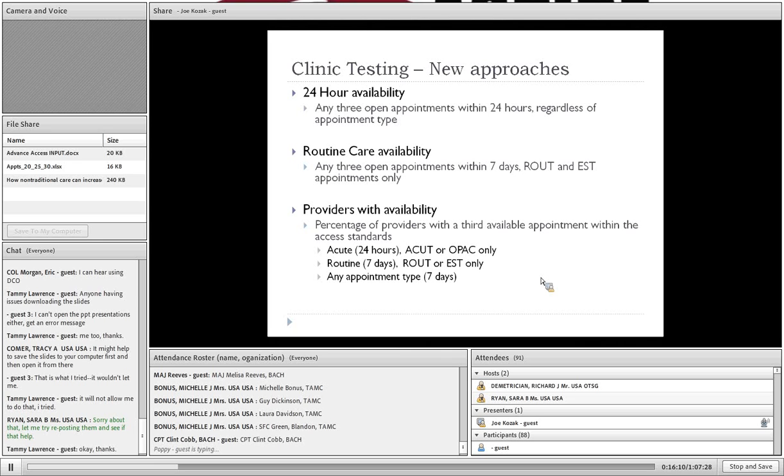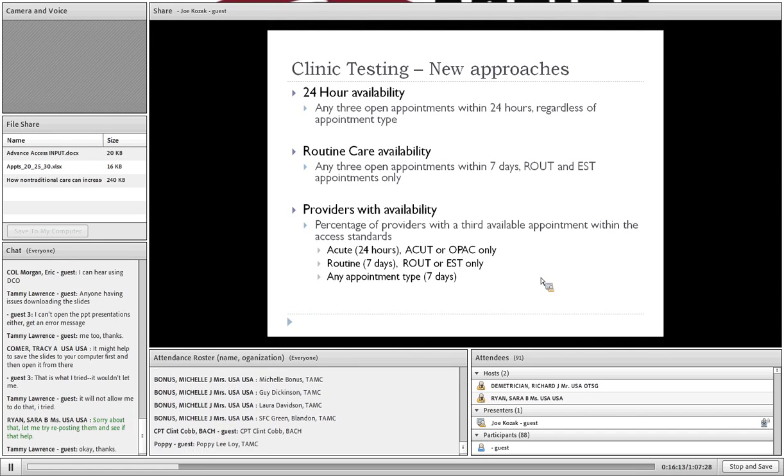And then it looks at providers with availability, percentage of providers, so there's now a 3rd tab. What it's going to actually show is, based on the number of providers, what is the percentage for the clinic. So if you have 5 providers and 4 of them make the metric and 1 of them doesn't, you're at 80%. It's no longer an all-or-nothing type measurement. They're actually going to look at it based on the percentage of providers. And it'll be included in the 24-hour measurement and the 7-day measurement, and the 24-hour applies whether we're doing the any appointment type or not.